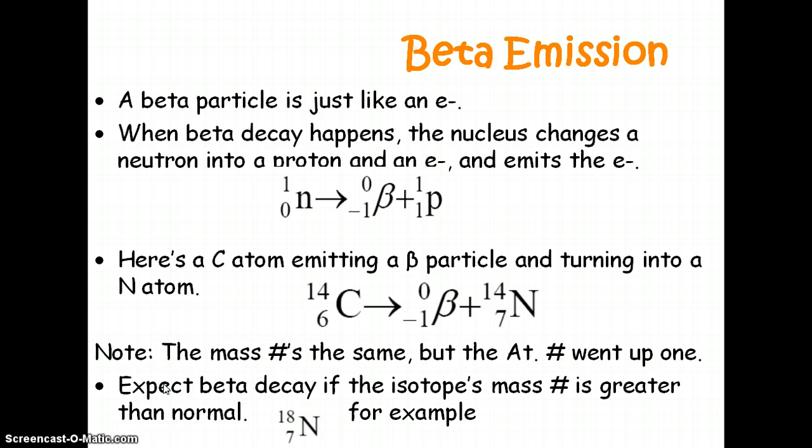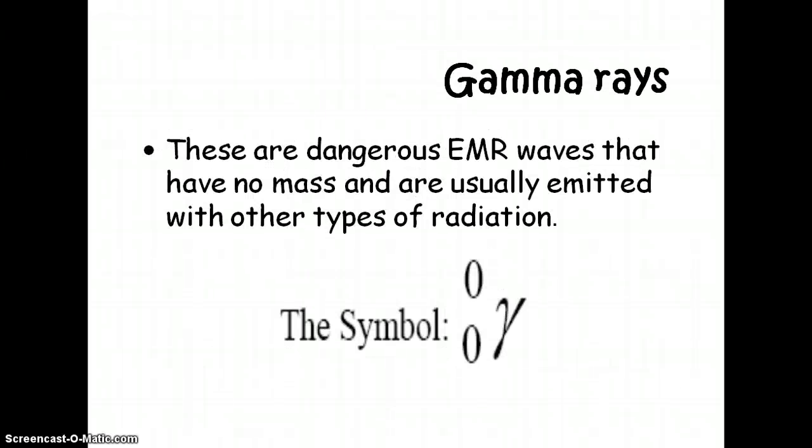So we're going to expect beta decay if the isotope's mass number is bigger than it should be. So here we have carbon 14. We know that carbon's most stable around 12. Okay, so it has too much mass, which means it has too many neutrons. So we're going to try to change those neutrons into a proton.